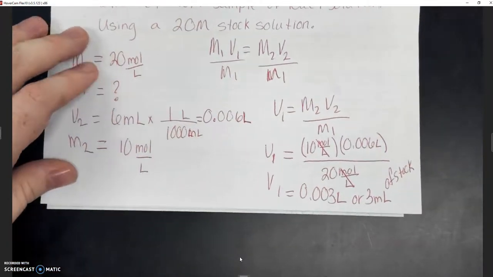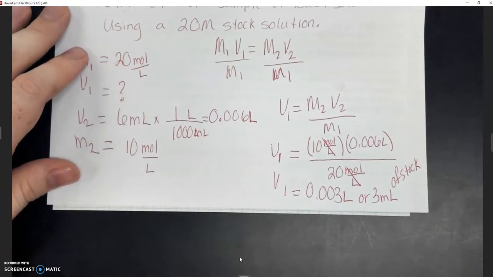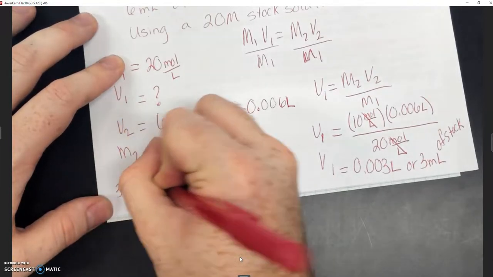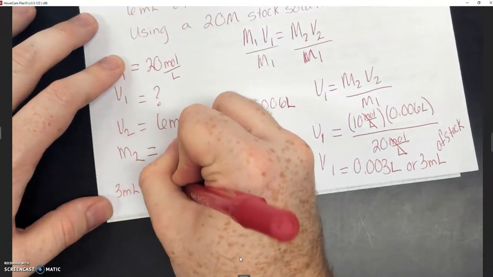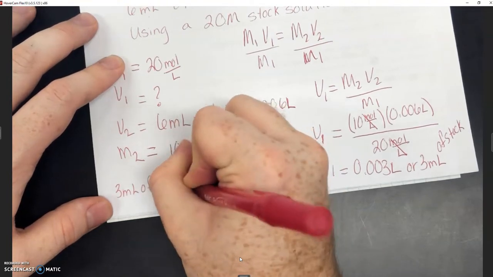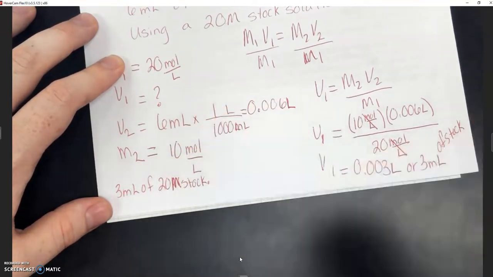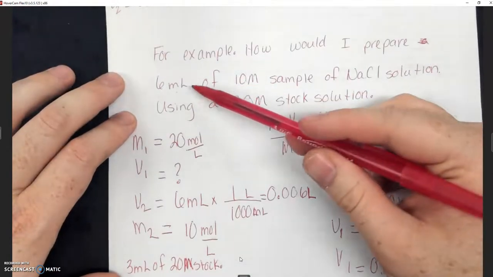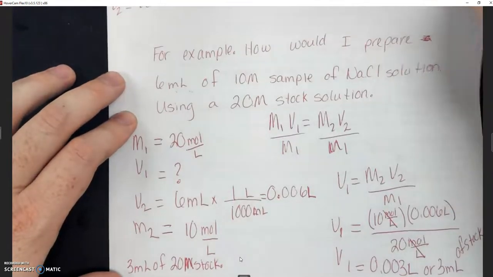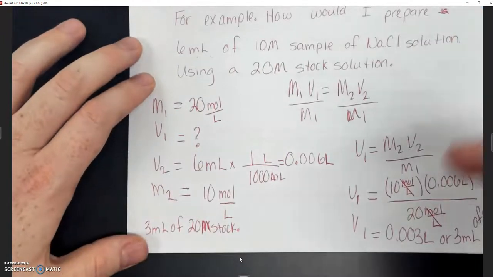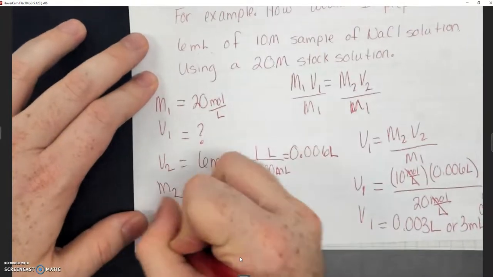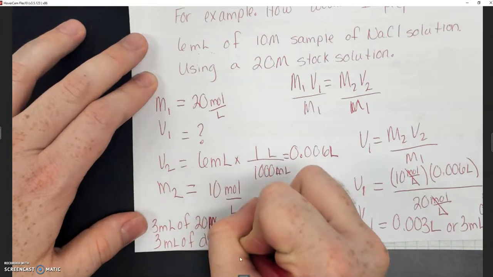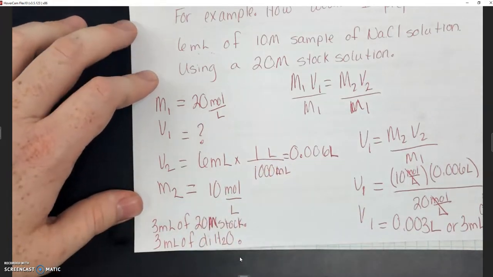Okay, so how do I prepare my final dilution? Well, I know I need 3 milliliters of 20 molar stock. And it says I need to make a total of 6 mils. All right. So to that 3 milliliters of stock solution, I'm going to add 3 milliliters of distilled H2O, and then that's how I would make that solution.